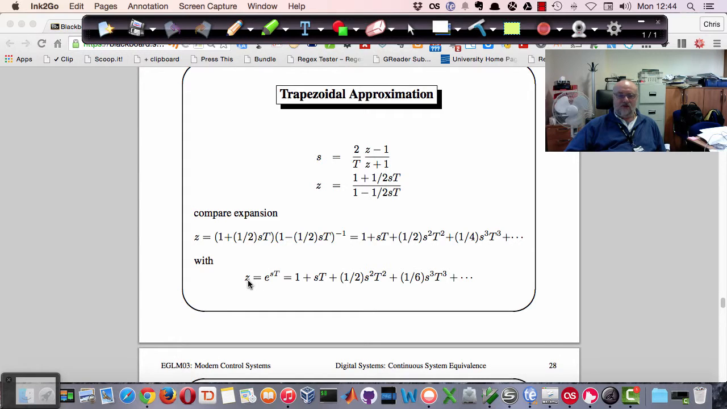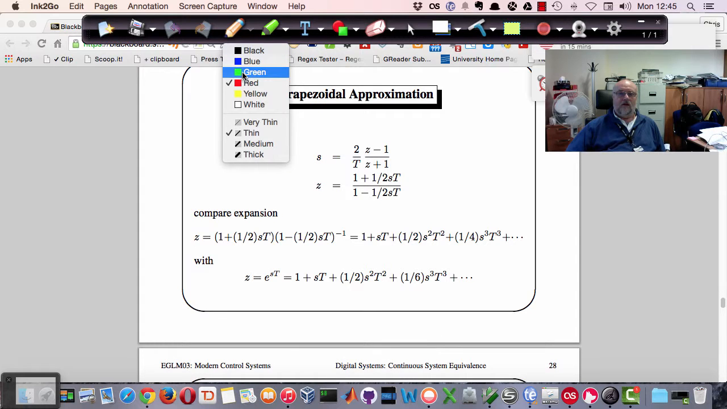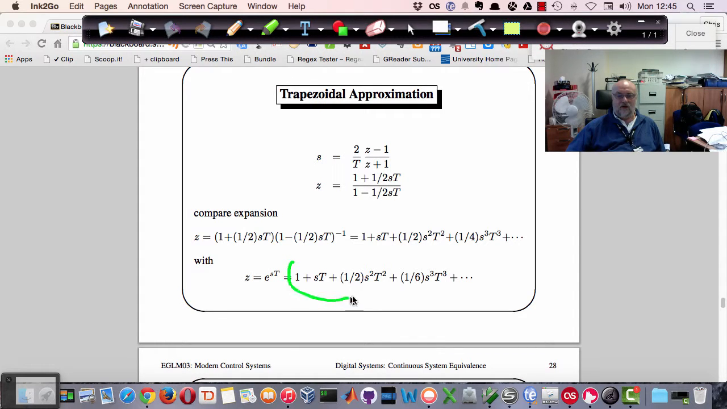The actual expression z equals e to the st is 1 plus st plus a half s squared t squared plus a sixth s cubed t cubed. So you can see the two expressions are very similar up to the second order term. So they are equivalent up to that term. They start to diverge after that. But it's a reasonable approximation, at least for the purposes of keeping it simple.